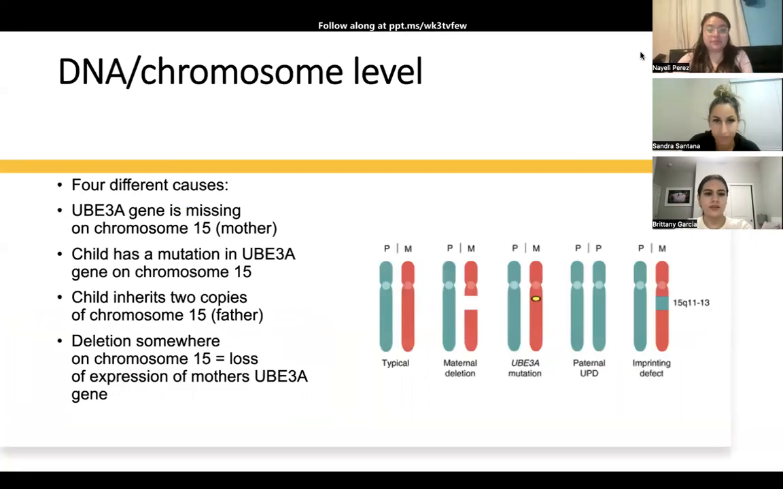Okay, so the cause for Angelman syndrome at the DNA/chromosome level is that there are four different causes. The first is the UBE3A gene is missing on chromosome 15 from the mother. The child has a mutation in the UBE3A gene on chromosome 15, or the child inherits two copies of chromosome 15 from the father, or lastly, there's a deletion somewhere on chromosome 15, which causes the loss of expression of the mother's UBE3A gene.